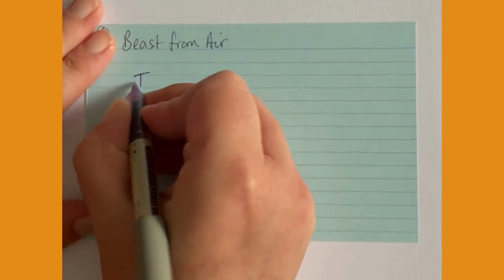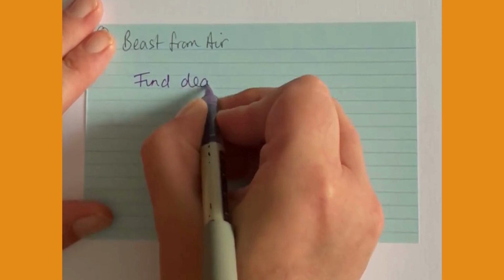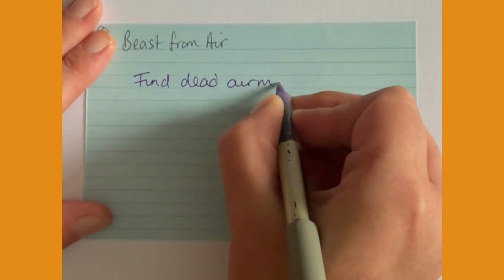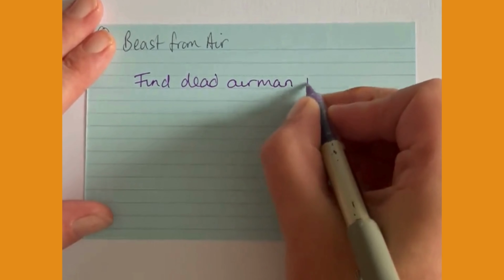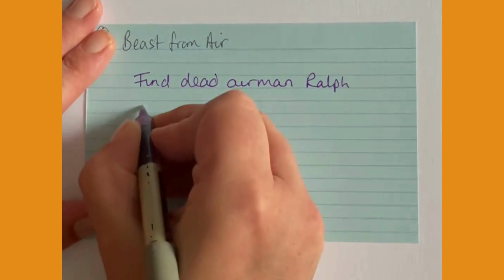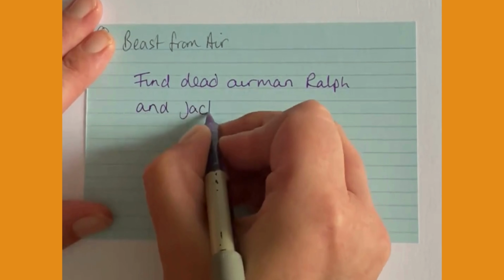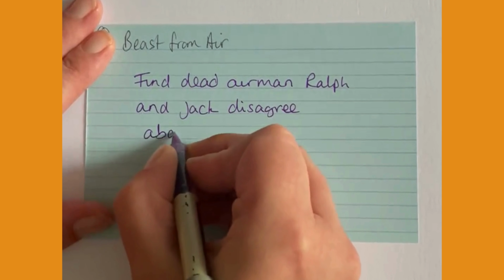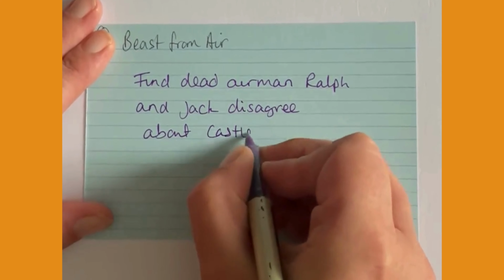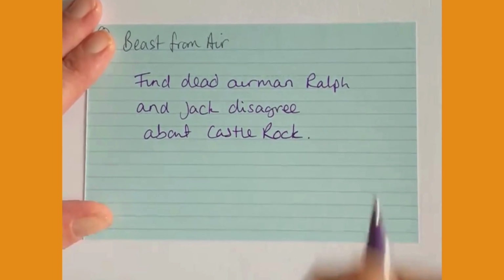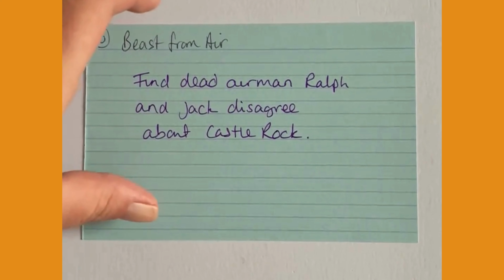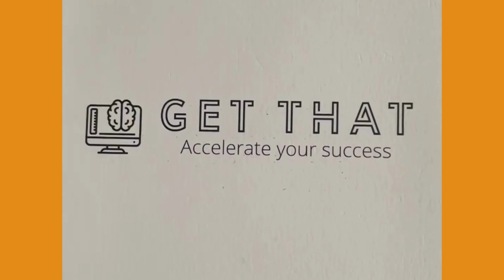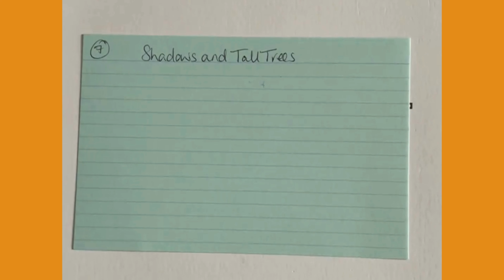So they find dead airmen, but they don't know what it is at this point. Ralph and Jack disagree about Castle Rock. So you can see in all of them, we're boiling down the contents of the chapter to one sentence, which will enable you to make those links and remember the key events.